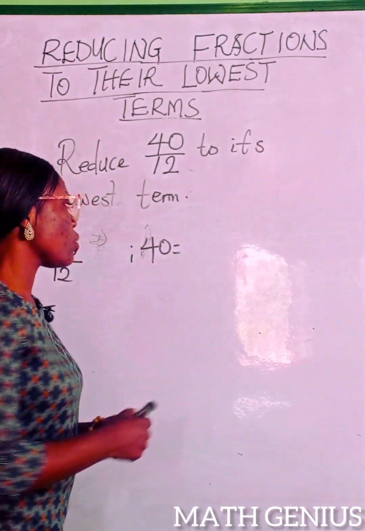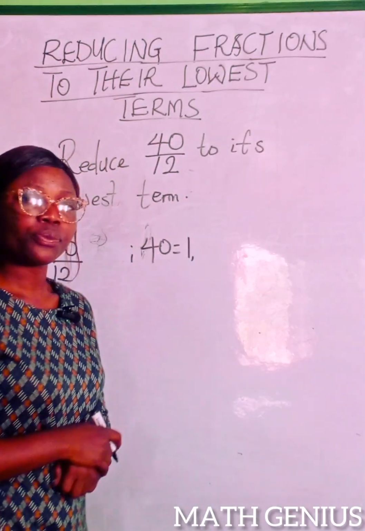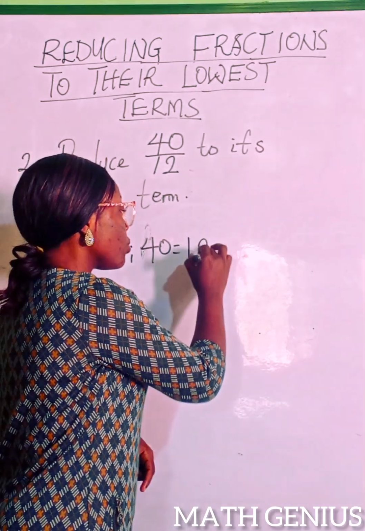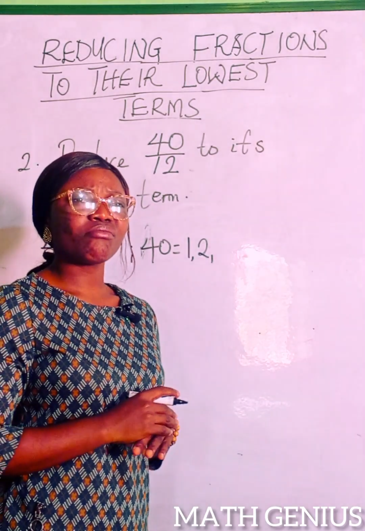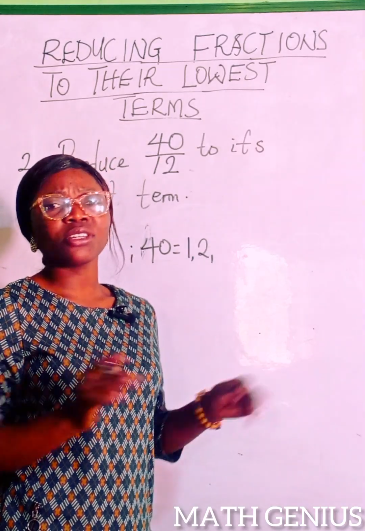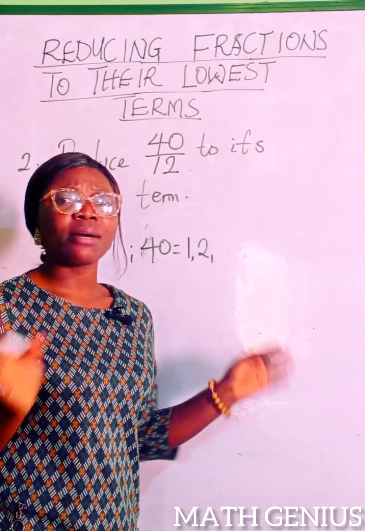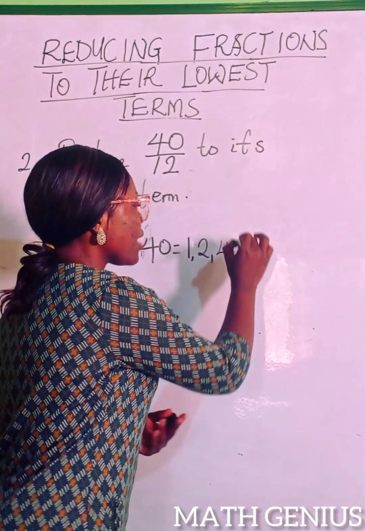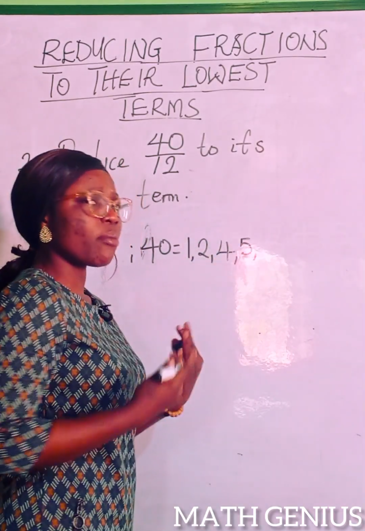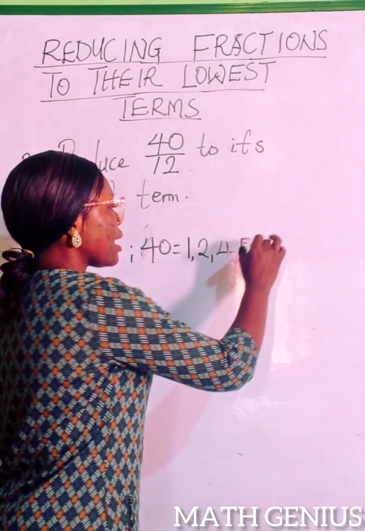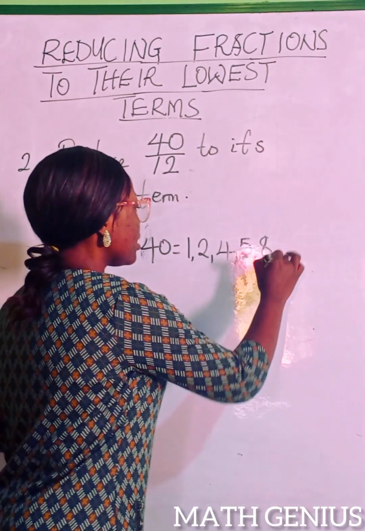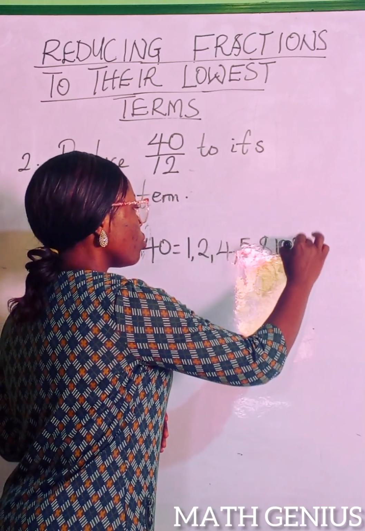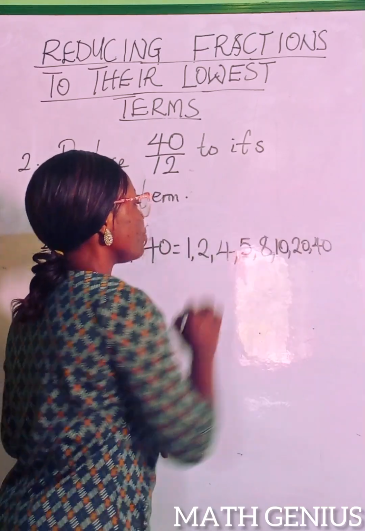So 1 times 40 will give me 40, so 1 is a factor. 2 times 20 will give me 40, so 2 is a factor. 3 times nothing will give me 40, so 3 is not a factor, because nothing can multiply by 3 to give me 40. 4 times 10, 40. 5 times 8, 40. Nothing can be multiplied by 6 to give me 40. 8 times 5, 40. 10 times 4, then 20 times 2, then 40 times 1.